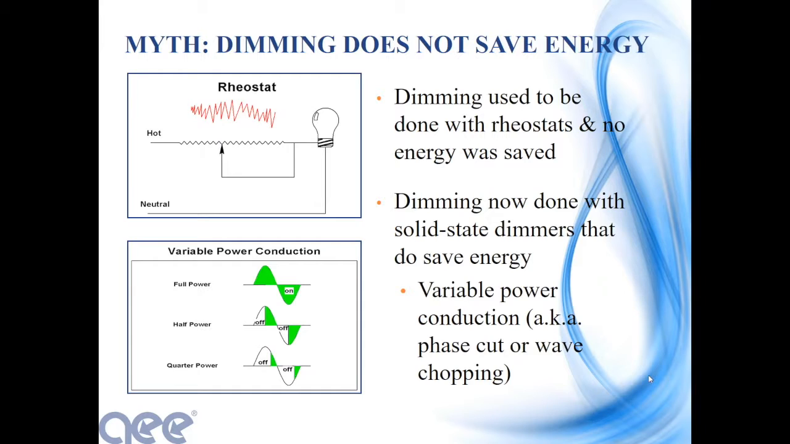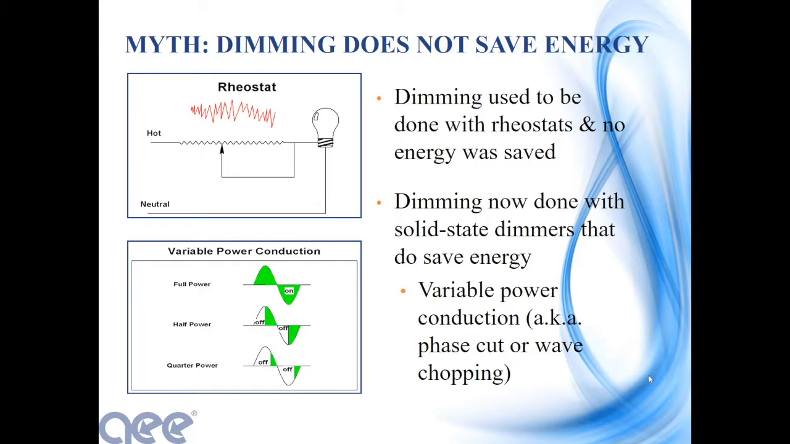Yes, I know you have an adjustable resistor on the wall, but it's not a rheostat. It's a variable power conductor. You're able to set the phase, where in the phase it's going to cut the power.